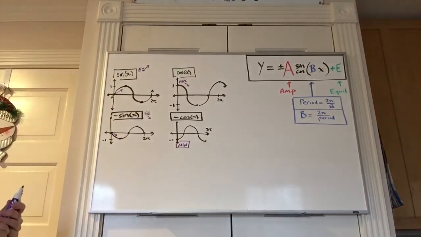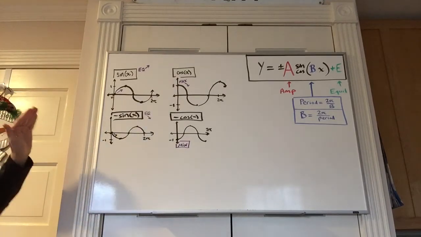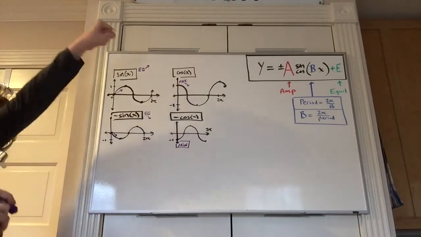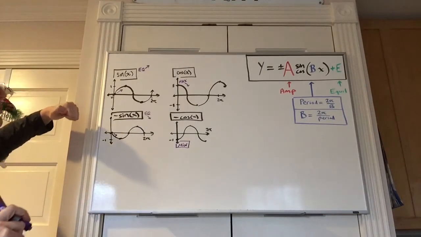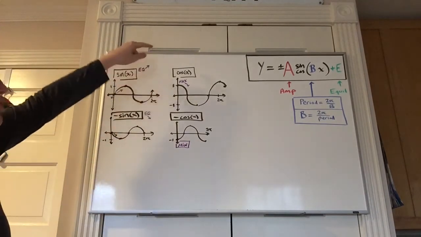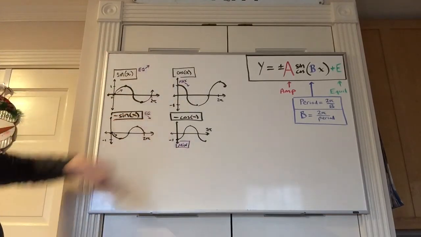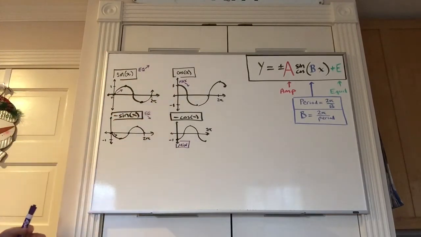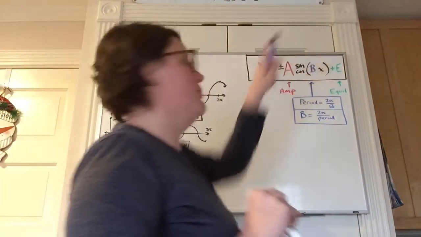So here's the deal. Moving forward, you're going to be most successful with sinusoids if you have these 4 different patterns memorized. You want to know that positive sine starts at equilibrium and goes up, negative sine starts at equilibrium and goes down, cos starts at a max, and negative cos starts at a min. If you can remember all of that, you're going to be ready to graph any sinusoid I give you, no matter what the amplitude, equilibrium, and period are.